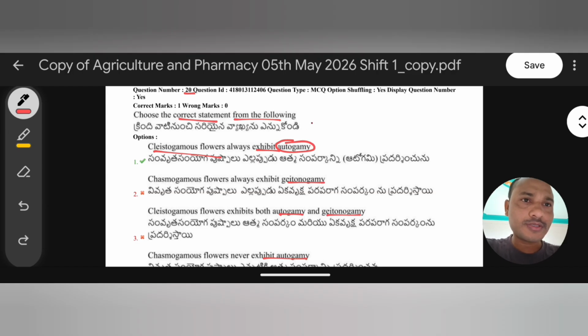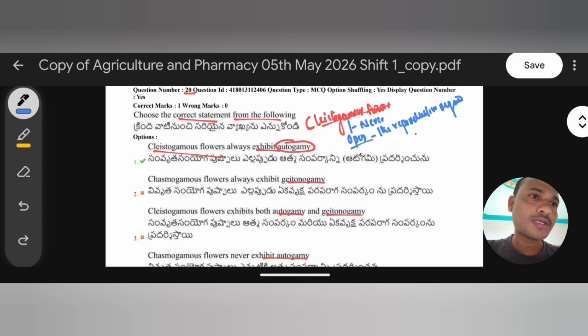Here first we will discuss cleistogamous flowers. Cleistogamous flowers never open. They never open because the reproductive organs are never exposed to outside pollen. Hence they perform only self-pollination. Here self-pollination is nothing but autogamy.